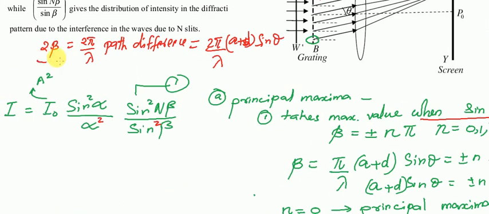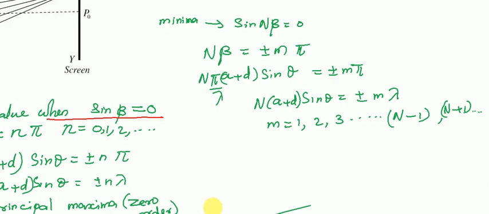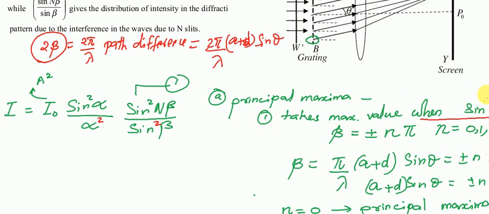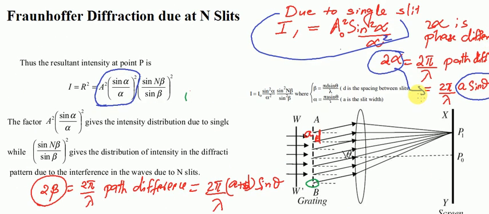What is beta? That also we have to derive. 2 beta is the phase difference between waves emanating from 2 slits. Previously we learned 2 alpha is the phase difference between waves emanating from different points of the same slit. But 2 beta is the phase difference between waves emanating from 2 separate slits. That is the difference.